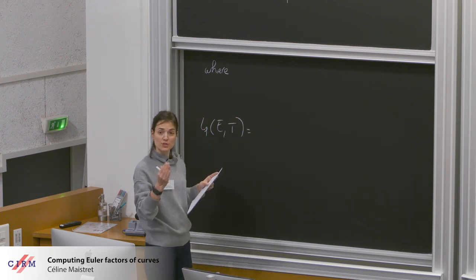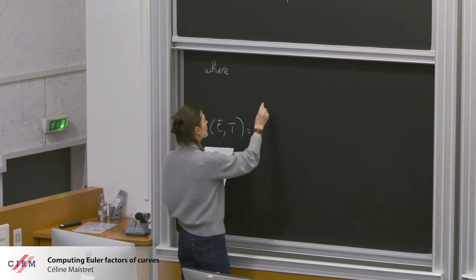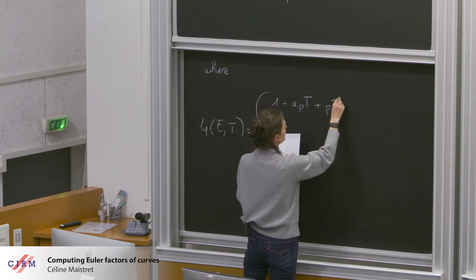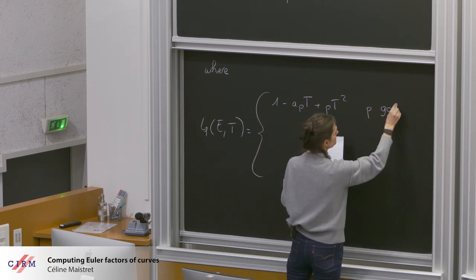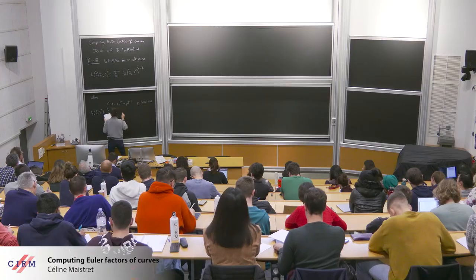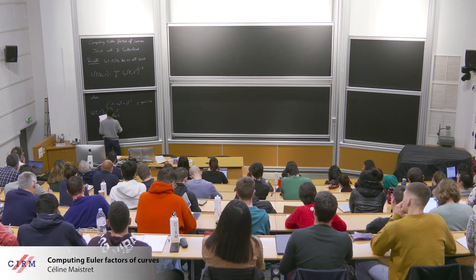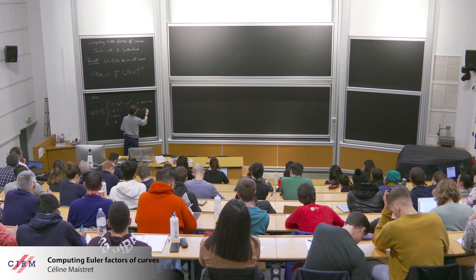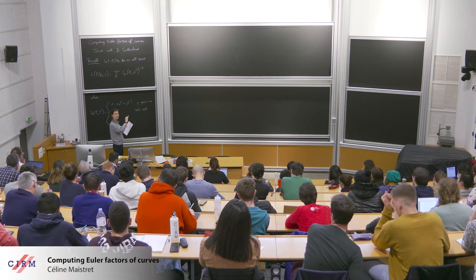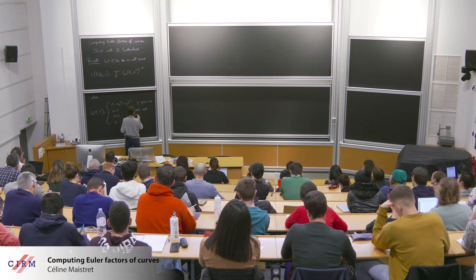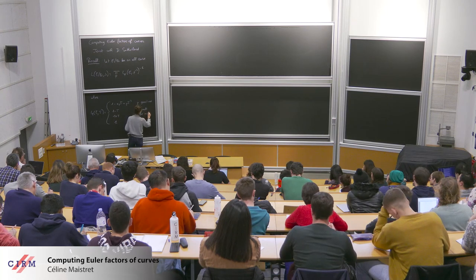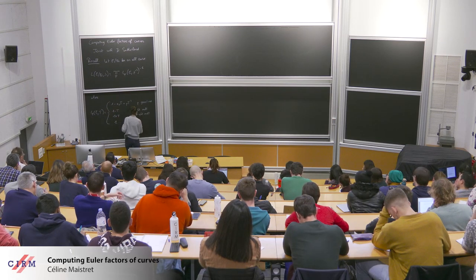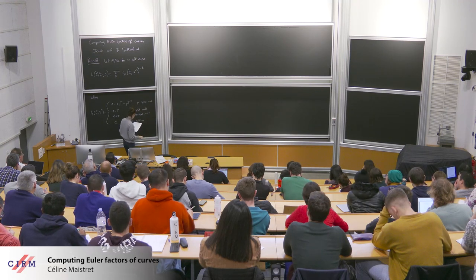is given by a formula which depends on the reduction type of the curve at a prime p. So it is either 1 minus a_p t plus p t squared, and this is if p is a prime of good reduction, or it's going to be 1 minus t, 1 plus t, or 1. The first is if the reduction is split multiplicative. This is when you have a node and the tangents at that node are defined over F_p. This is if non-split multiplicative. This time the tangents of the node are defined over F_p squared, so they're permuted by Frobenius. And this is if the reduction is additive, namely the reduced curve has a cusp at p.